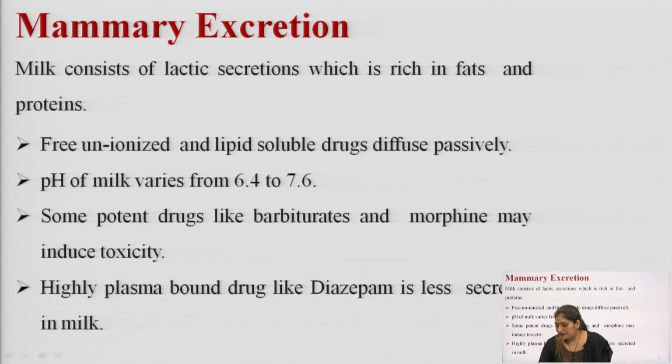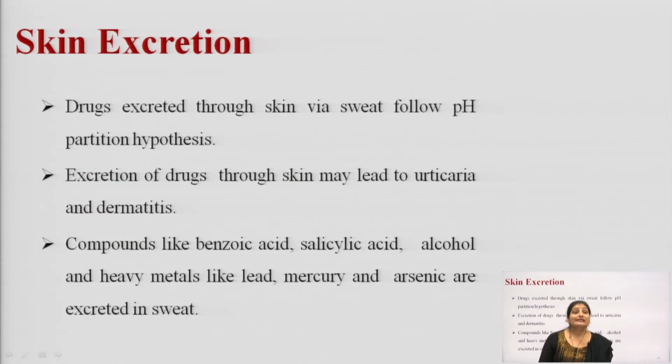Next type of excretion is the skin excretion. Skin excretion, as the name indicates, is where the drug is excreted out through the skin. When the drug is excreted through the skin or via sweat, it will also follow the pH partition hypothesis. And sometimes drug that is excreted from the skin can lead to urticaria and some other disorder like dermatitis.